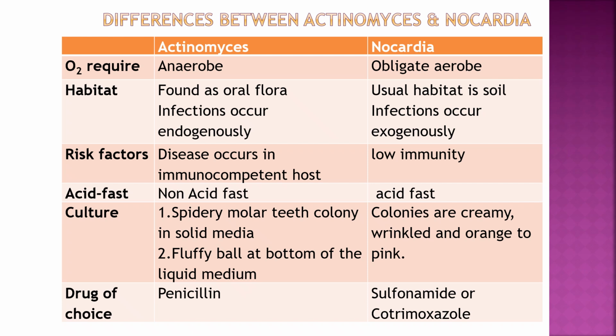Differences between Actinomyces and Nocardia. Oxygen requirement: Actinomyces is anaerobic, Nocardia is obligate aerobic. Habitat: Actinomyces is found as oral flora, infections occur endogenously. Nocardia's usual habitat is soil, infections occur exogenously. Risk factors: in Actinomyces, disease occurs in immunocompetent hosts, Nocardia in low immunity. Acid fastness: Actinomyces is non-acid-fast, Nocardia is acid-fast with 1% sulfuric acid.